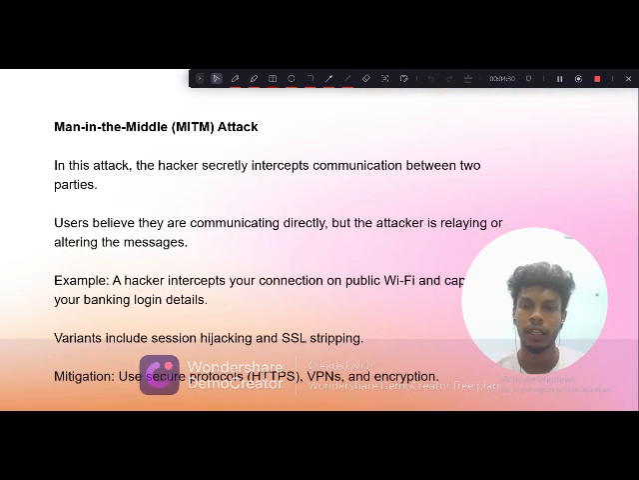The next is MITM attack, man in the middle attack. In this attack, the hackers secretly place themselves between two people who are communicating. For example, on public Wi-Fi, when you log into email or bank, the attacker can capture the username and passwords. Users believe they are communicating directly, but the hackers are altering the message. This is the MITM attack. The communication looks normal to both sides, but the attacker is reading and sometimes even changing the data.